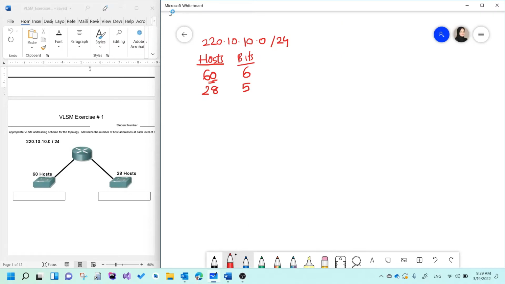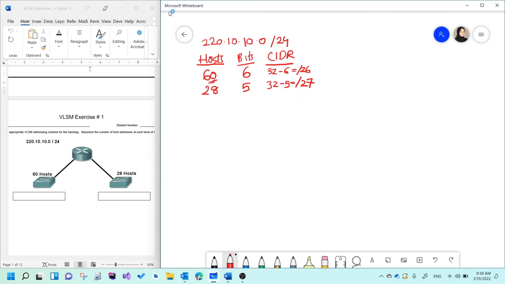Now, the next thing you need to figure out is the CIDR, which is nothing but 32 minus this number. So 32 minus 6, and then 32 minus 5. This will give you /26 and then /27. These are your CIDRs.